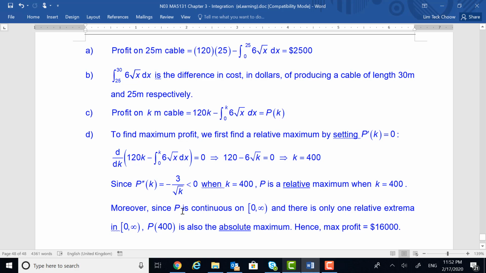Here, write a bit more to justify that this is the absolute maximum. You also want to notice that for the derivative of P, for k less than 400, this expression is positive. For k more than 400, this expression is negative throughout. Based on this, P increases all the way until k equals 400, and after that it starts to decrease. From there, you can deduce that when k equals 400, P attains its absolute maximum as well. So with this, we have come to the end of chapter 3 notes.